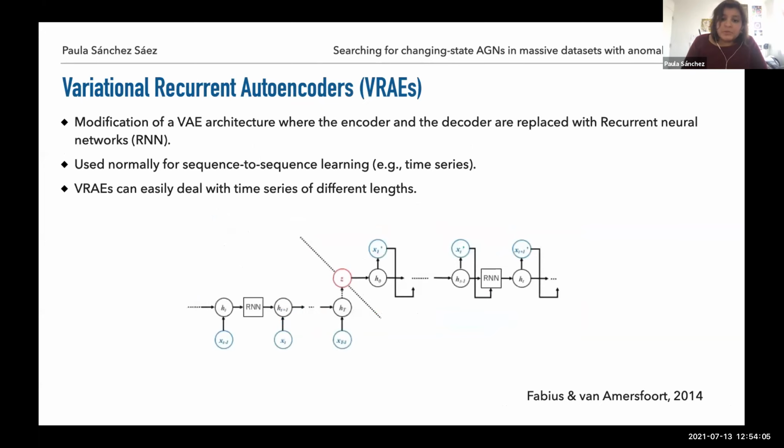And in particular for this work, we are using a modified version of the more regular variational autoencoders that use recurrent neural networks in the encoding and in the decoding. And these are very popular for sequence-to-sequence learning, like for instance, for time series. And the advantage of doing this is that we can deal more easily with light curves with different lengths.